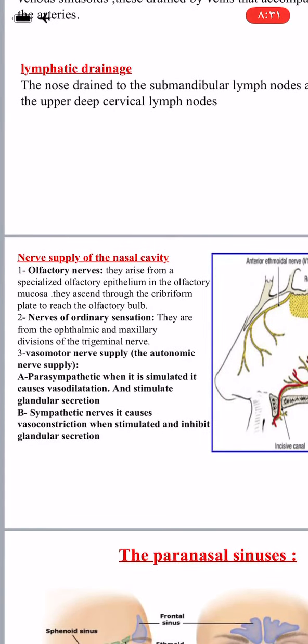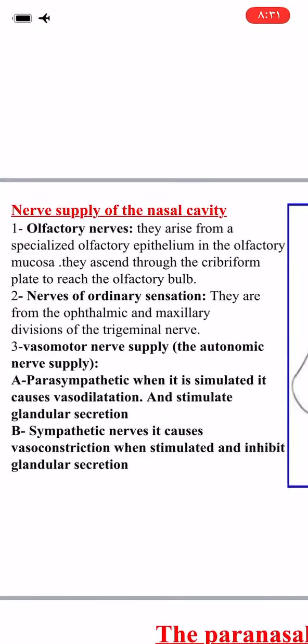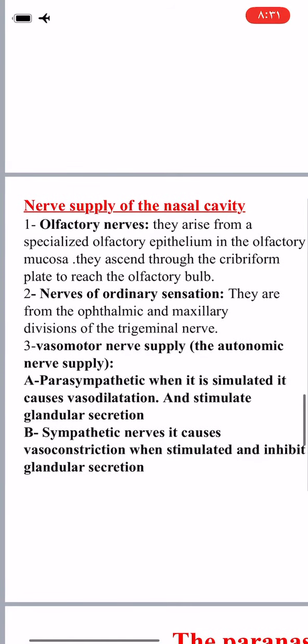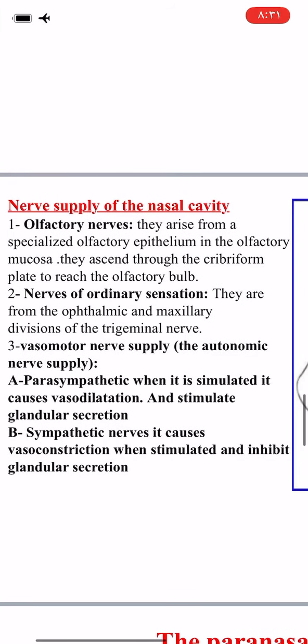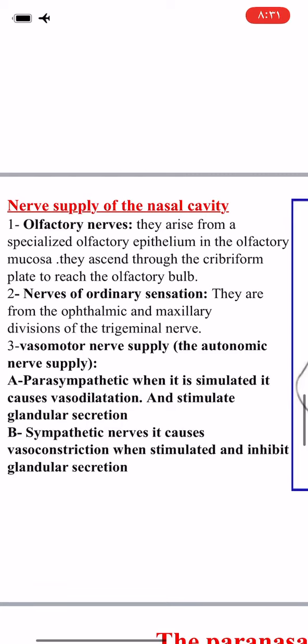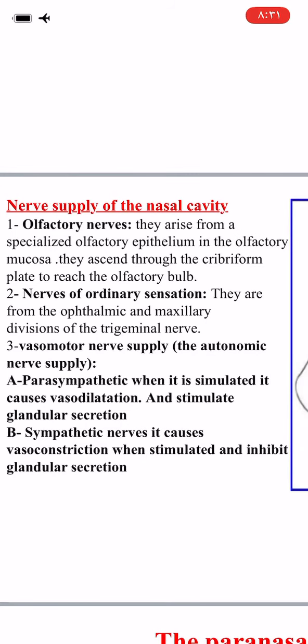Now the nerve supply of the nose. 1, 2, 3. 1 is the olfactory nerve. This arises from specialized olfactory epithelium in the olfactory mucosa. They ascend through the cribriform plate of the ethmoid to the olfactory bulb. 2. Nerves of ordinary sensation, and they are from the ophthalmic and maxillary divisions of the trigeminal nerve.